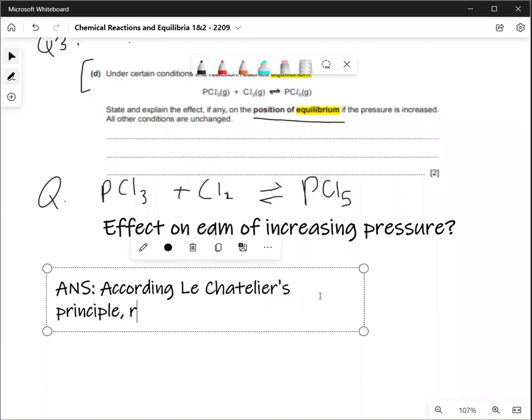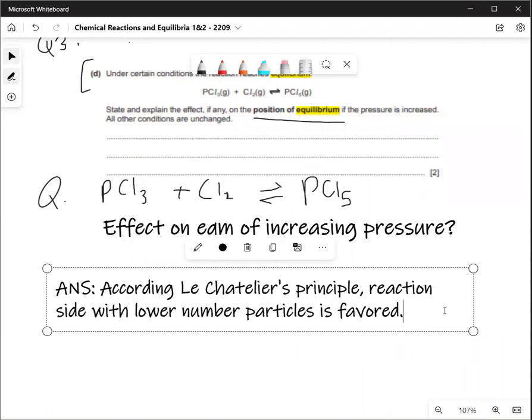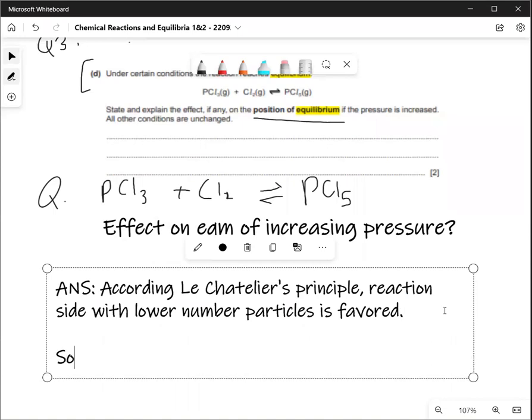Reaction side with lower number of particles is favored. Okay, so equilibrium moves to which side? Tell me. To the right side. Yeah. Or equilibrium moves forward.